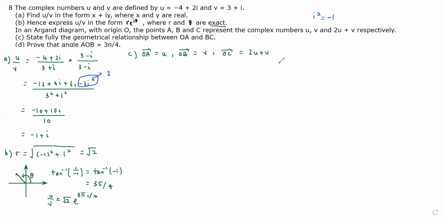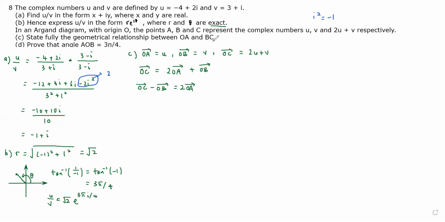Part C, we need to state fully the geometrical relationship between OA and BC. Now from here, OC is 2u + v. If this is 2u + v, u is vector OA, and v is vector OB. So we can write this as vector OC minus vector OB. This is 2 times vector OA, and this will give us vector BC here.